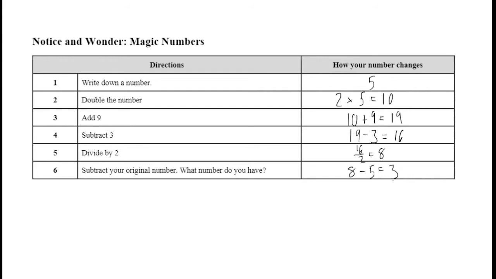Well, you might be asking, what's so special about this 3? And I can show you. Well, let's try this with another number. Say instead of 5, we chose 11. Doubled 11 is 22, added 9 is 31, subtracted 3 is 28, halved is 14, and 14 minus 11 is 3. And so it seems that we get 3 every time we do these directions.